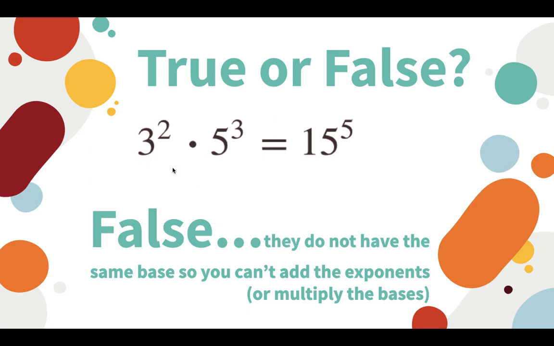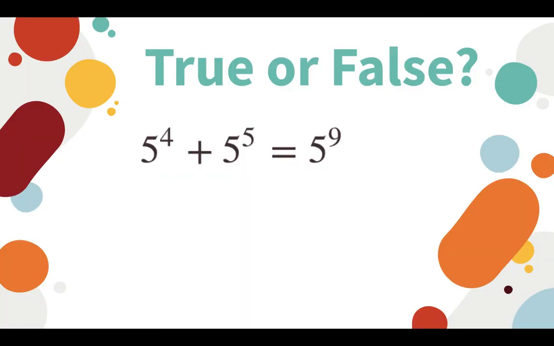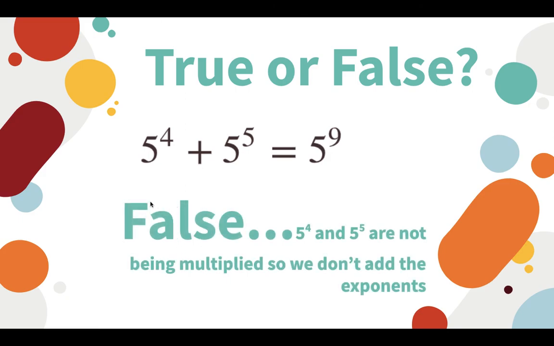All right. Next one. True or false? 5 to the 4th power plus 5 to the 5th power equals 5 to the 9th power. True or false? Hope you said false. 5 to the 4th and 5 to the 5th are not being multiplied, so we don't add the exponents. This would have to be multiplied in order to have that work. This is an addition problem, so we can't do it that way.